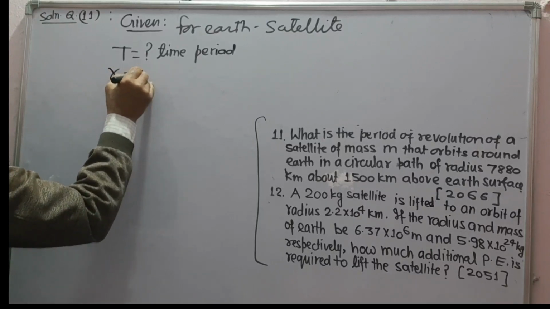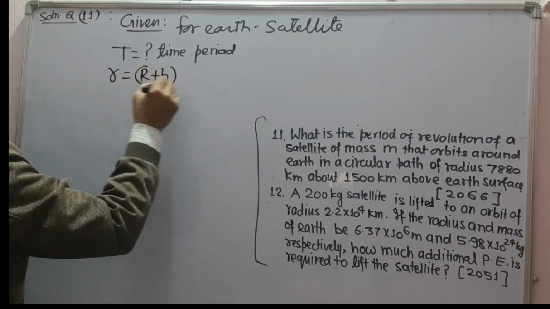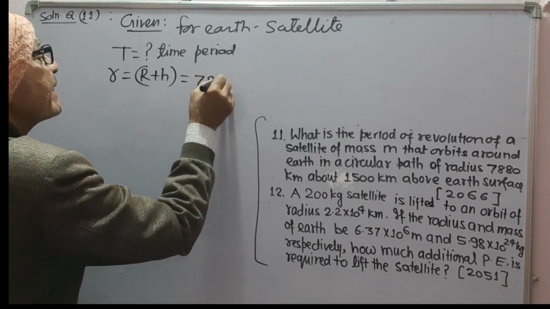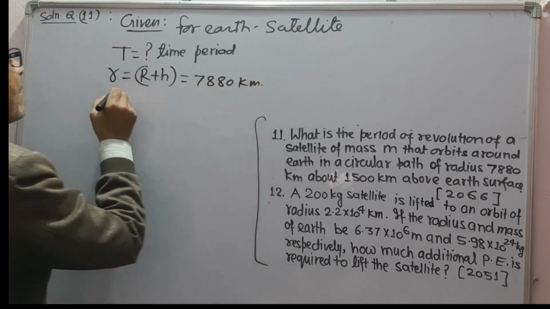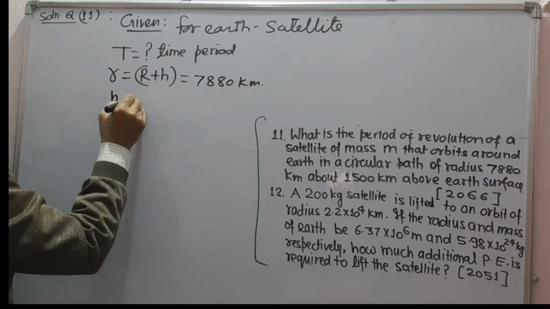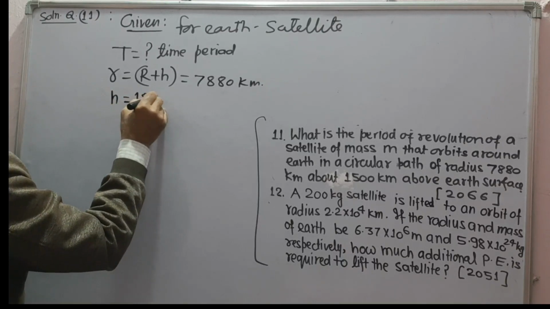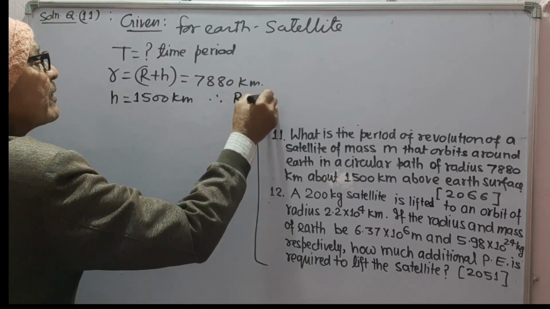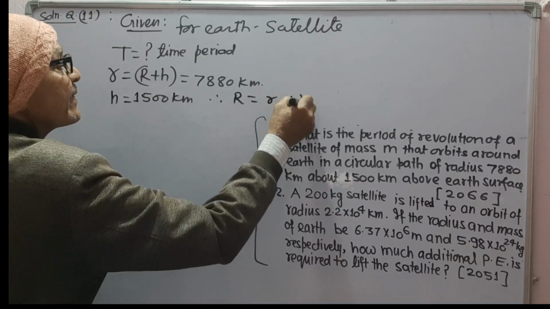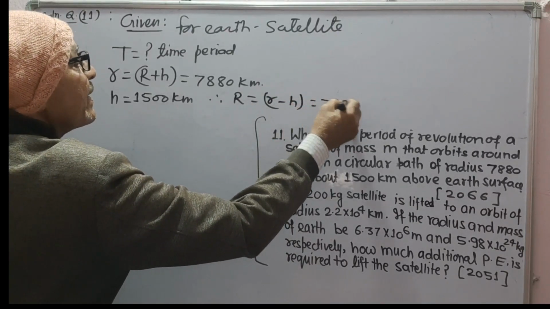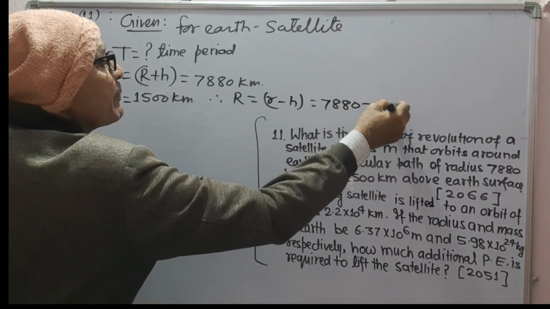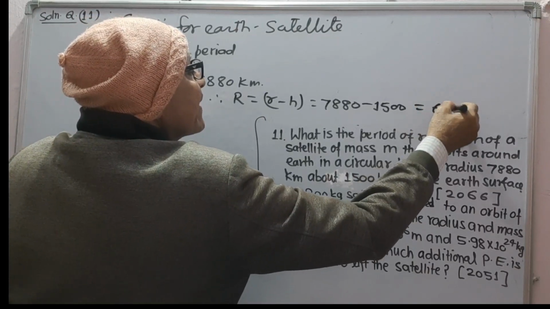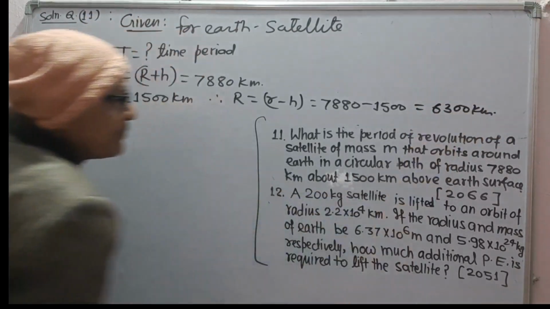Radius of circular path, which is R plus h, is given to be 7880 kilometer and height is 1500 kilometer from Earth surface. Therefore, R will be equal to small r minus h, that is 7880 minus 1500, that is 6300 kilometer.